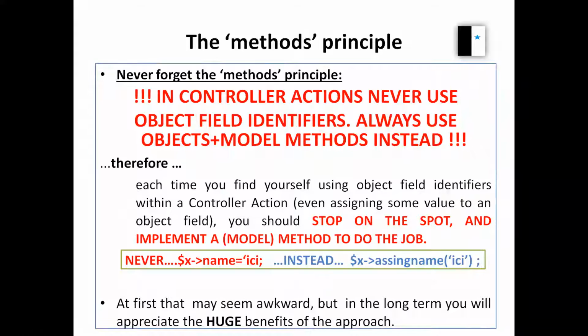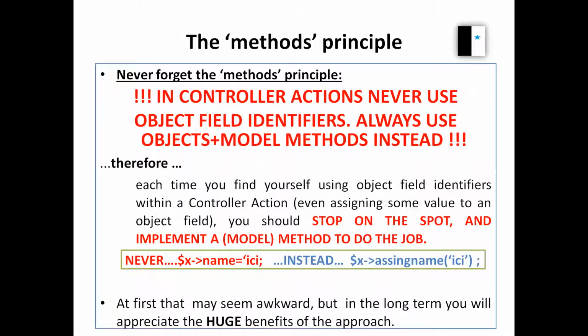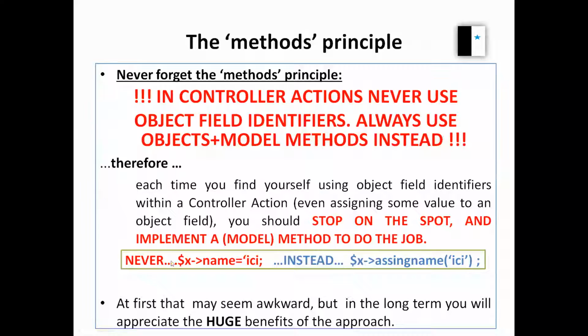What it says is that in controller actions, you should never use object field identifiers. Instead, you should always use objects and model methods. Therefore, each time you find yourself using object field identifiers within a controller action, even assigning some value to an object field, you should stop on the spot and implement a model method to do the job. Here I give an example of what you should not do and what you should do. Please have a good look at it. At first, that may seem awkward, but in the long term, you'll appreciate the huge benefits of the approach.